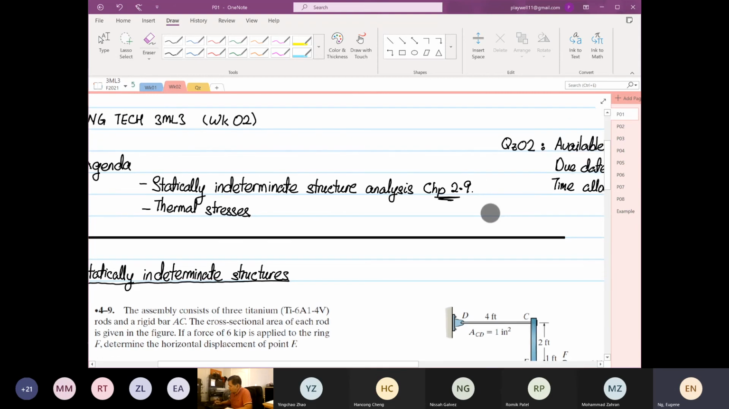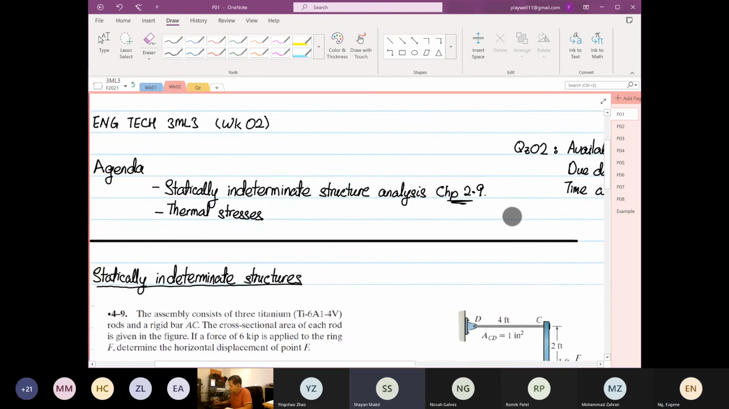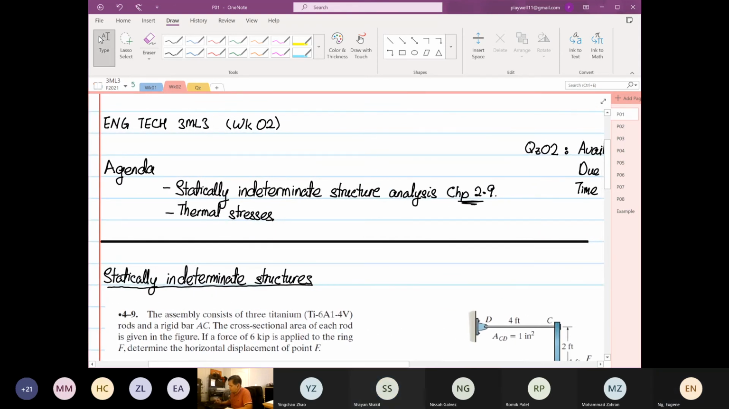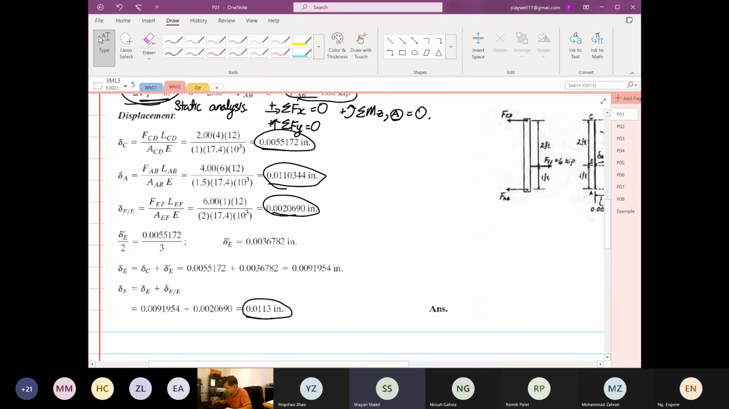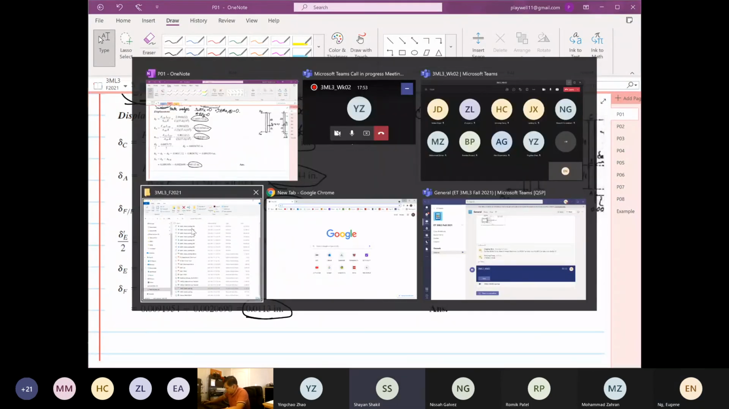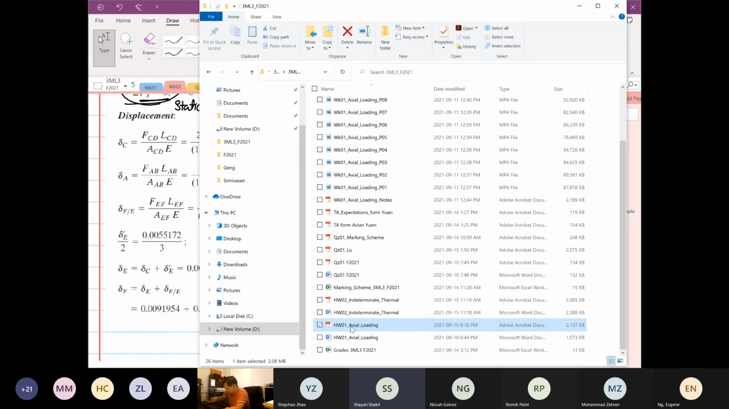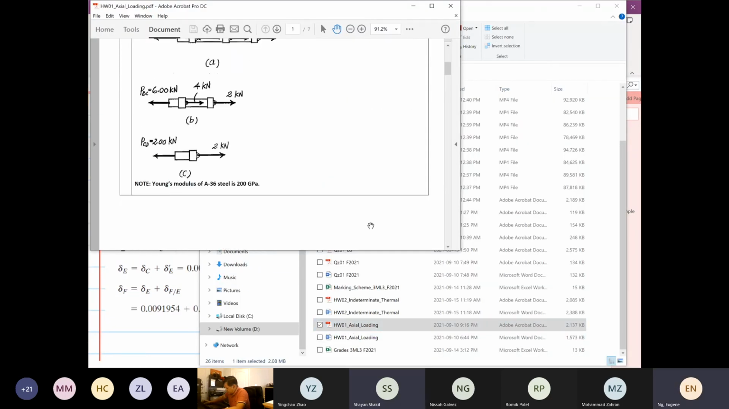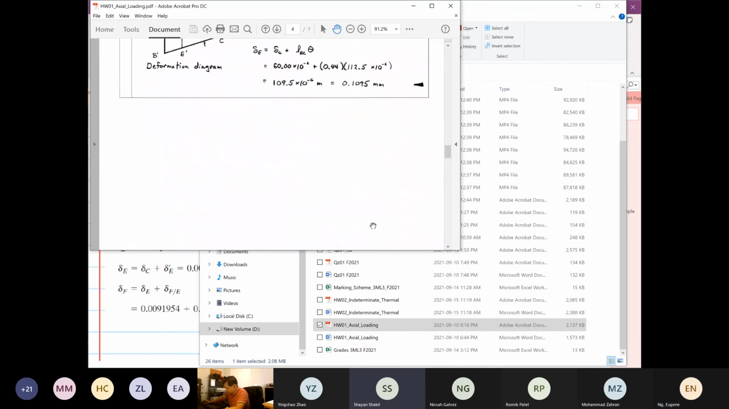Sir, can I ask you another question about the homework, or would that be at the end of the lecture? Depends how long. What is your question? I think it's a quick question. If you scroll down to question number 5's solution. Question number 5, and I have a question regarding the deformation diagram. Yeah, right here.